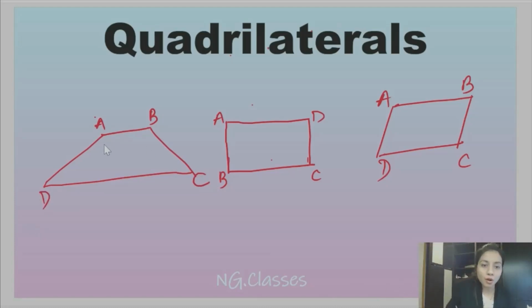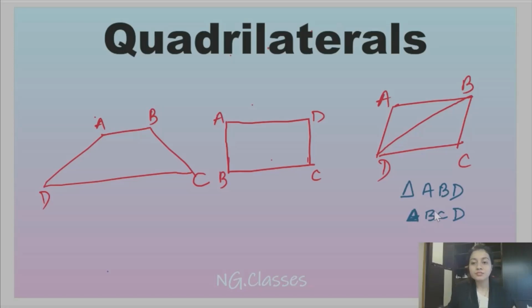What's the sum of all the angles of a quadrilateral? Here, just see carefully. I am taking this one. In this quadrilateral, what can we do? We can divide this quadrilateral into 2 parts by drawing a diagonal. And here we are getting 2 triangles: triangle ABD and triangle BCD. These 2 triangles we are getting from here.